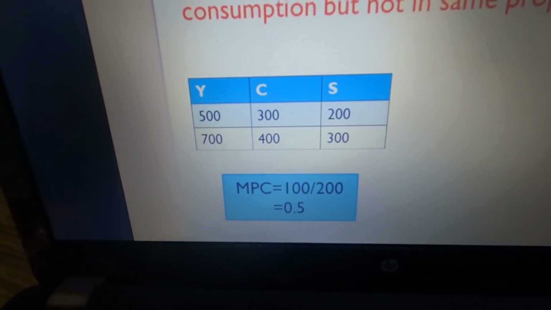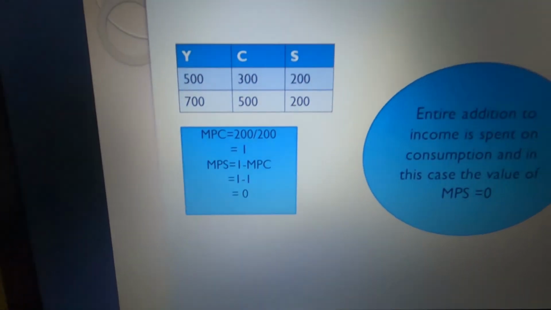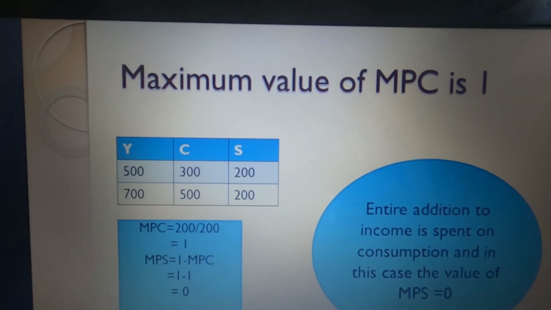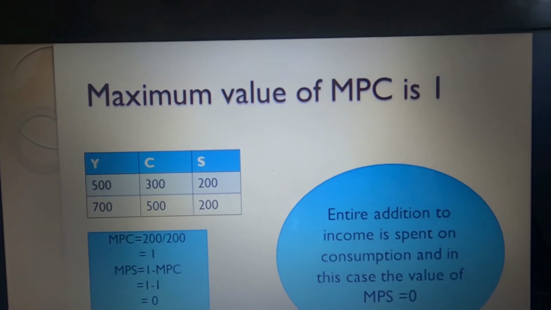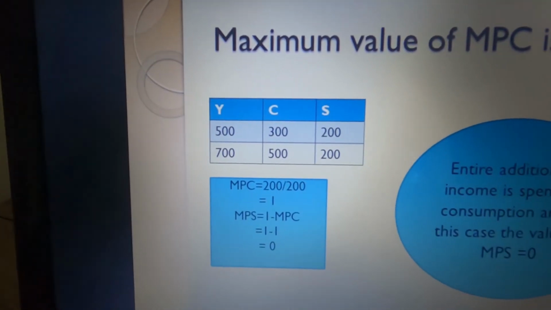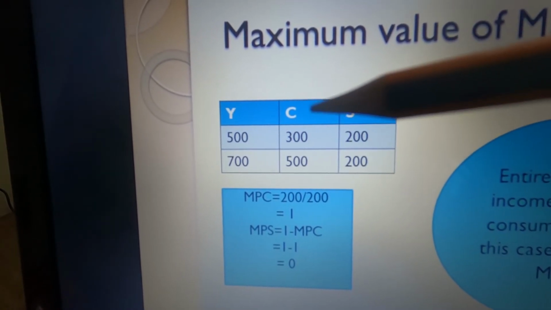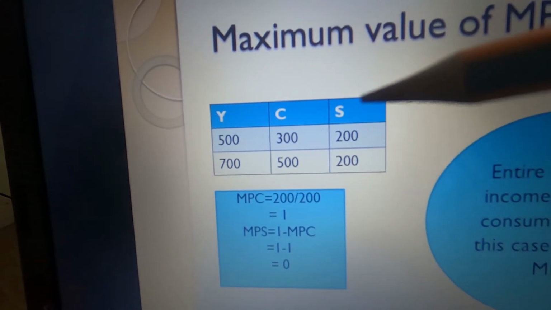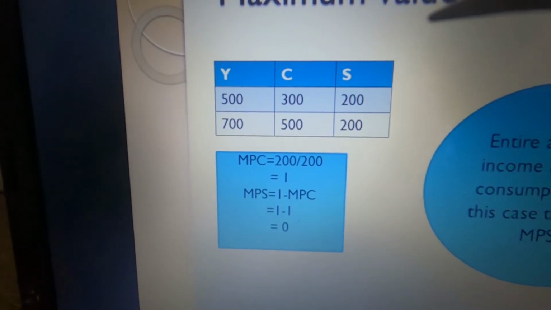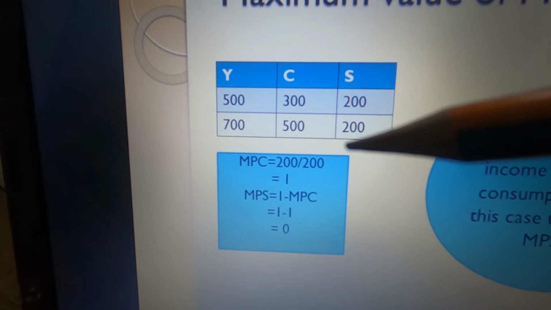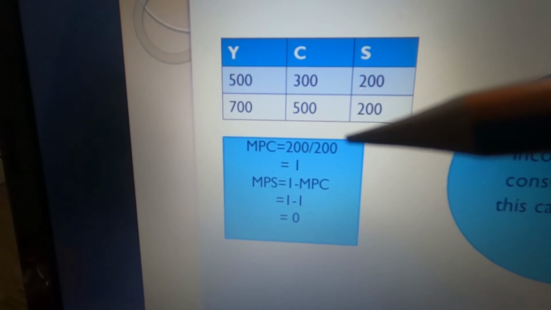And why it remains constant, we have seen in the consumption function and saving function. Next one, the maximum value of MPC is 1. What will be the maximum value of MPC? It is 1. Now again here a schedule is given, the same schedule. Income 500, 700, C 300, 500 and saving 200 and 200. Now see here. MPC we can easily calculate. So MPC is 200 upon 200, which is equal to 1.